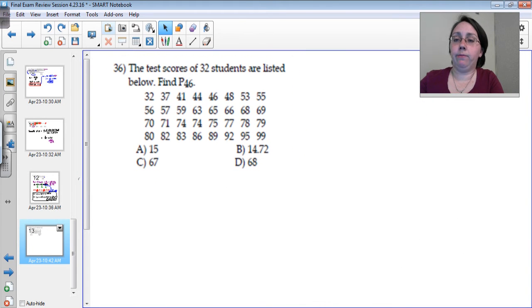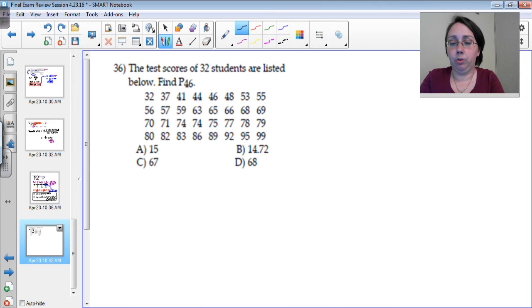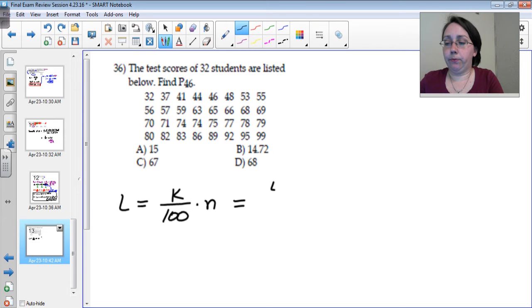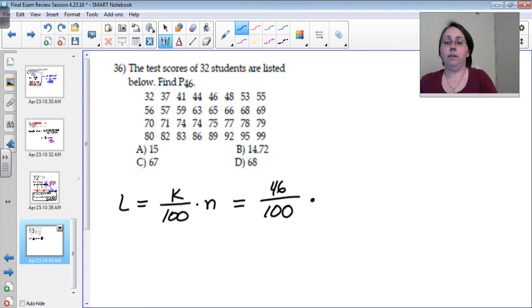So again, you're trying to find the data value, so you use your locator: K divided by 100 times N. So our K is 46 divided by 100. What is our N? 32, the number of students, if that's the number of students that are there, which it should be. All right, what number is that? Calculators.